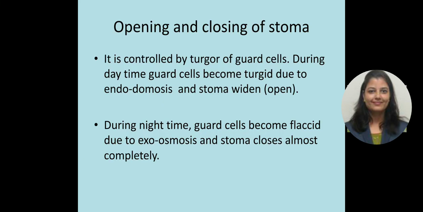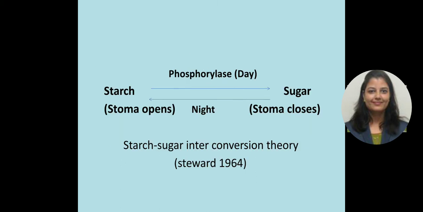Now next is the opening and closing of stoma. It is controlled by the turgor of the guard cells. During daytime, the guard cells become turgid due to the process of endosmosis, and the stoma opens. During night time, the guard cells become flaccid due to the exosmosis process, and the stoma almost completely closes. That is why the process of transpiration does not happen during the night time, because the stomata are closed.